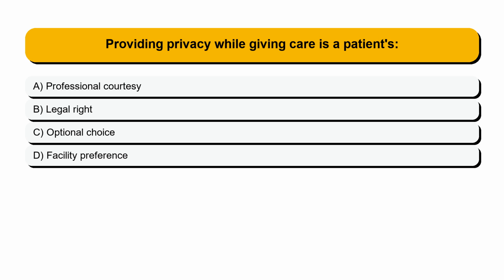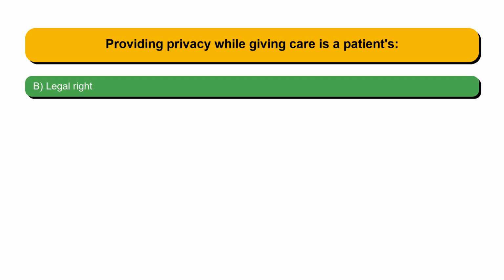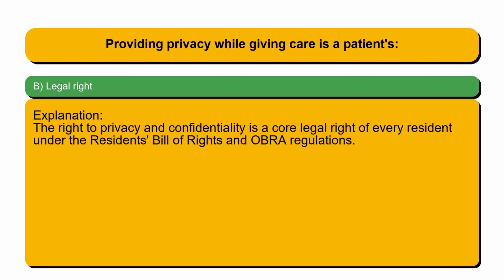Question 49. Providing privacy while giving care is a patient's option A, professional courtesy. Option B, legal right. Option C, optional choice. Option D, a facility preference. The correct answer is option B, legal right. The right to privacy and confidentiality is a core legal right of every resident under the Residents' Bill of Rights and OBRA regulations.